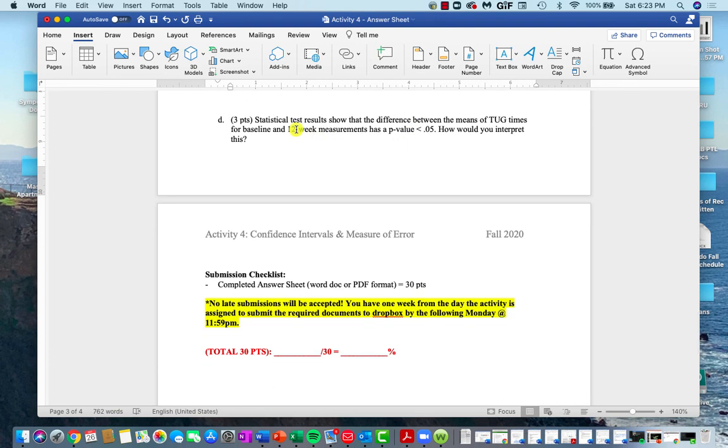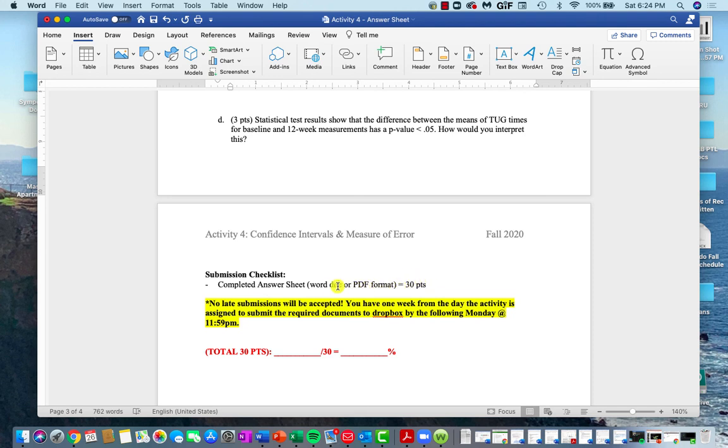The last question is going to look at the TUG times. So we're going to say the results show that the difference between mean TUG times for baseline and 12-week measurements has a p-value less than 0.05. So how would you interpret this? Again, figure out if you're rejecting or accepting the null, and then write that out in words. All of this should add up to 30 points.